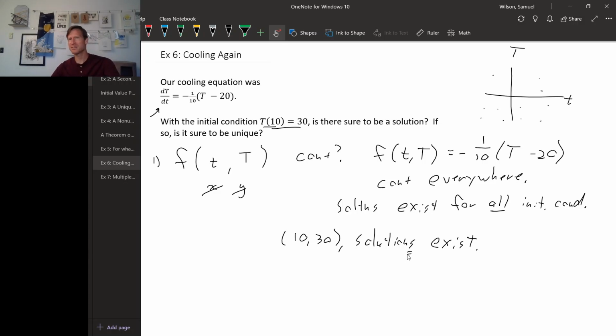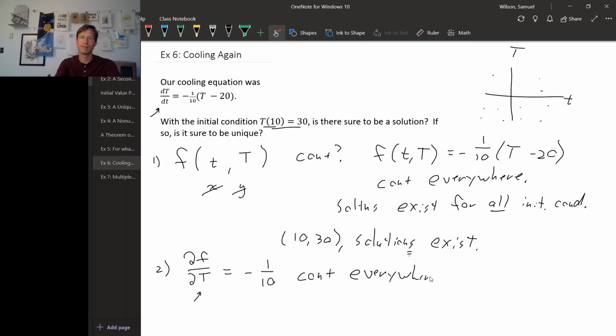We kind of expect that there should be a unique solution because this is supposed to be describing a physical situation, and physical situations tend to have one possibility, as long as you ignore quantum mechanics. Okay, so let's check the second part of our existence and uniqueness theorem. First, we need to calculate partial f partial T. Remember, what we need to take a derivative with respect to here is the unknown function variable. So that's capital T, not little t. And if we calculate that, we just get minus 1 over 10. And this is continuous everywhere again.